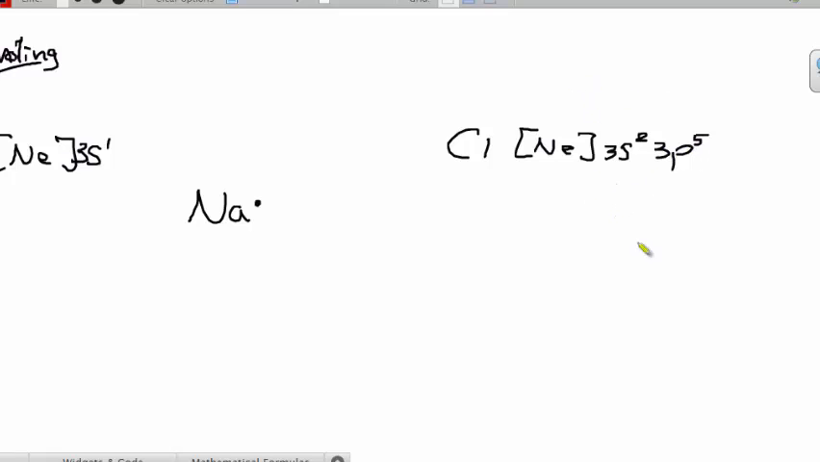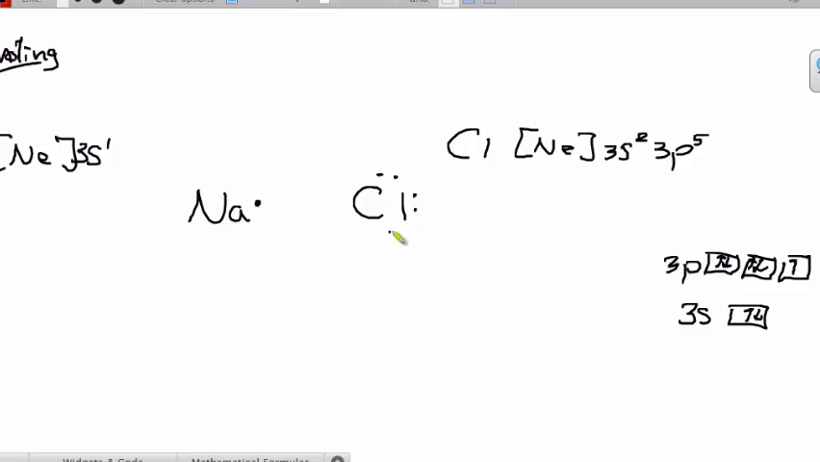The arrangement of electrons in chlorine's valence shell is 3s2, and then 3p. There are, of course, 3 atomic orbitals and 5 electrons: 1, 2, 3, 4, and 5. So chlorine gets 3 pairs and 1 unpaired electron. An ionic bond is going to be essentially just a transfer of electrons.